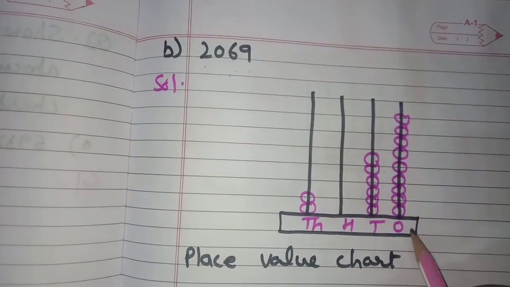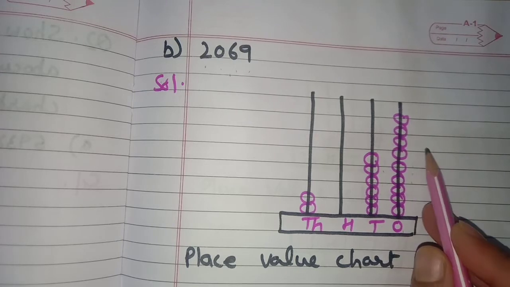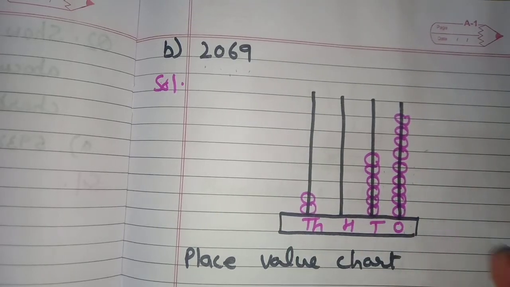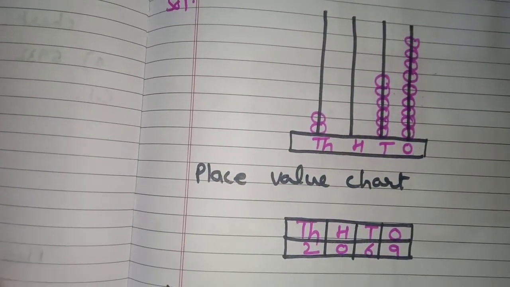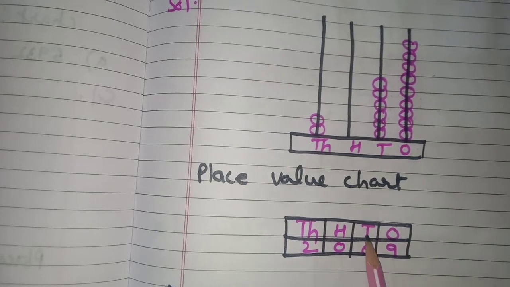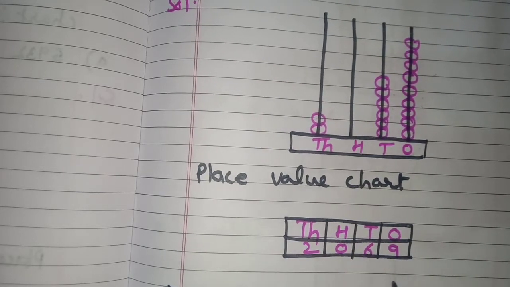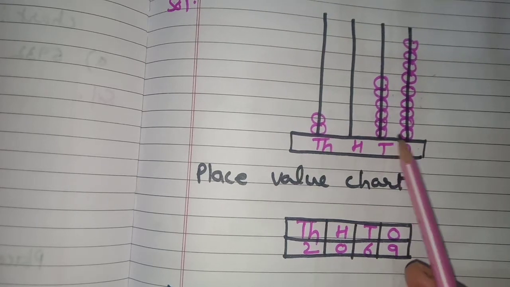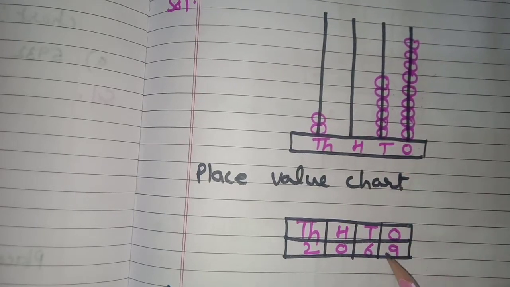Then it is 9, so at ones place we will just draw 9 beads. So we have shown the number on the abacus. Now we will make a place value chart. So again we will mention the places like this: ones, tens, 100, 1000, and then we will observe this abacus and then write the number here in the place value chart.